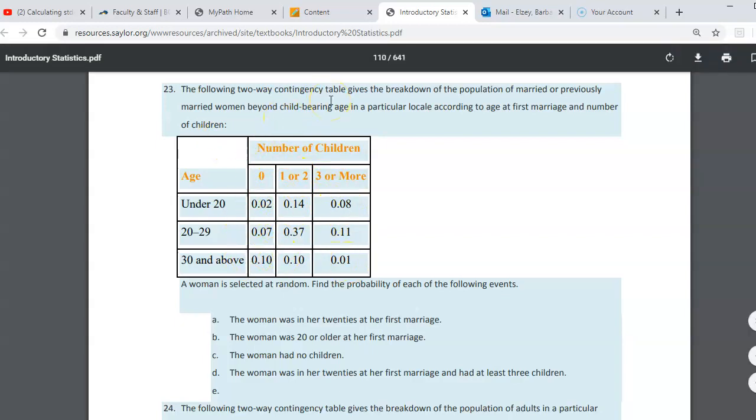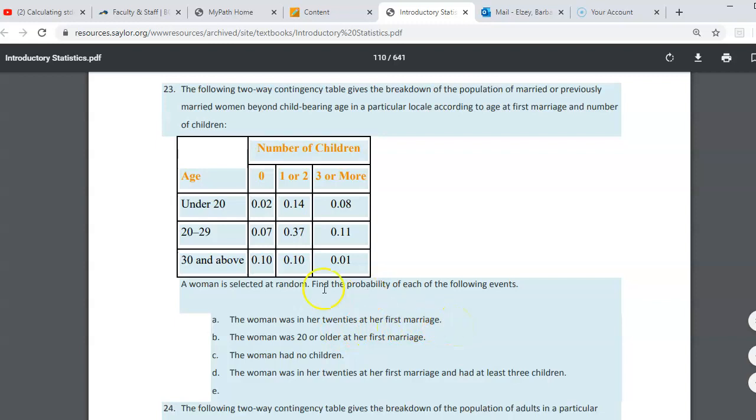The following two-way contingency table gives the breakdown of the population of married or previously married women beyond childbearing age in a particular locale, according to age at first marriage and number of children. So this is the age of the mother when she first got married, and the number of children that she had. A woman is selected at random. Find the probability of each of the following. First, we want to find the probability that the woman was in her 20s at her first marriage.